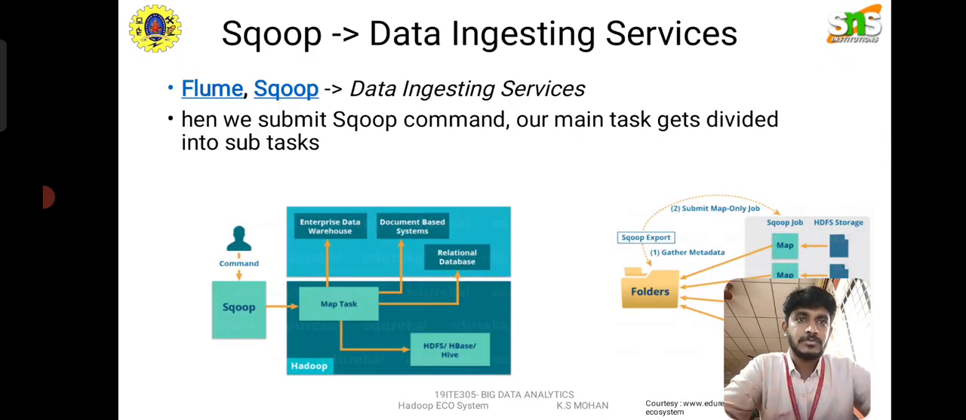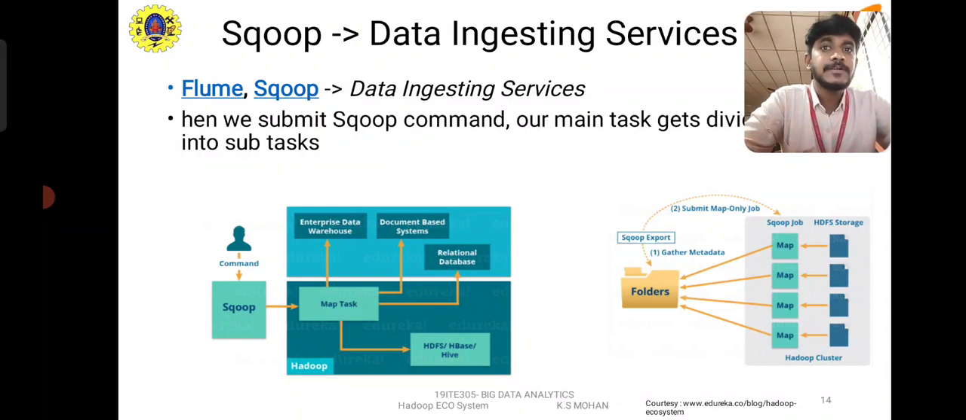Then Sqoop is the data ingesting service. We can see how the structure can vary and what things are present in the warehouses. Document-based systems, relational databases and map tasks can be integrated in the Hadoop system. You can see on the screen how the process happens. The folders for Sqoop, Hive, HDFS storage can be mapped with the help of Hadoop clusters. This can be merged and gathered in the metadata.